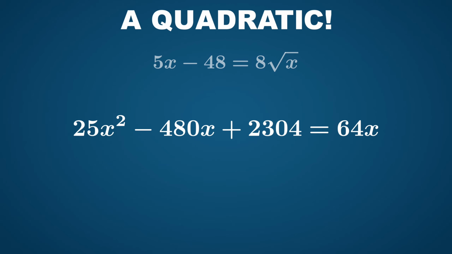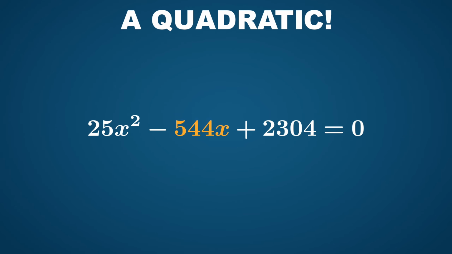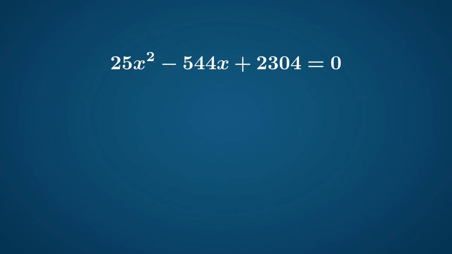Every radical is gone, and a quadratic equation remains. We subtract 64x from both sides to set the equation to 0. The x terms combine as minus 480x minus 64x, which is minus 544x. So we get 25x squared, minus 544x, plus 2304 equals 0. Now the whole problem is about solving this quadratic.